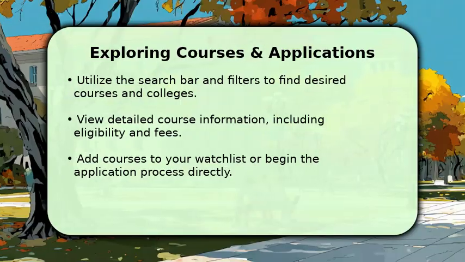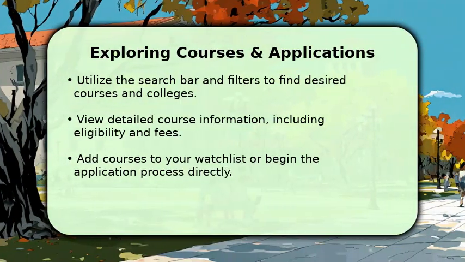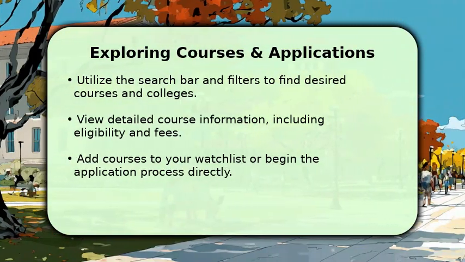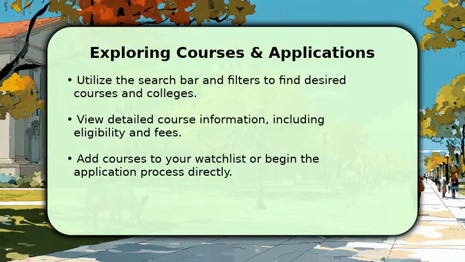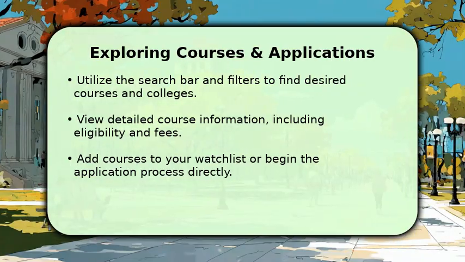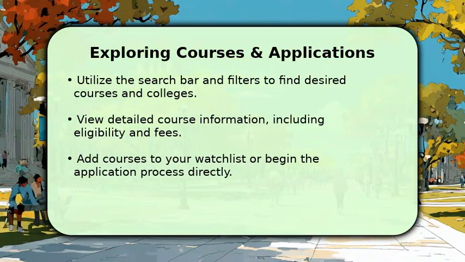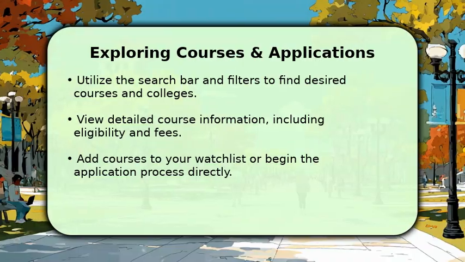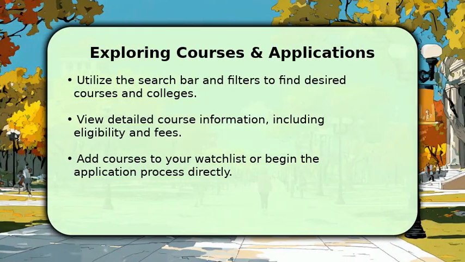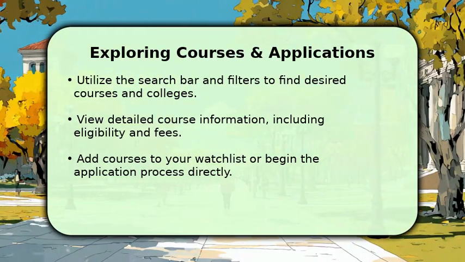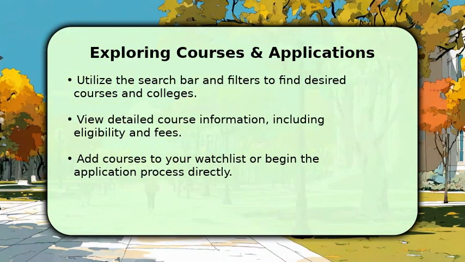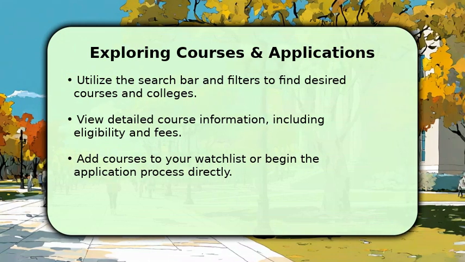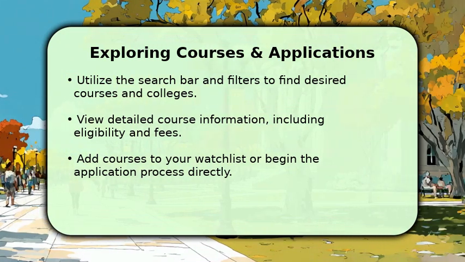Use the intuitive search bar at the top to find specific courses or colleges. You can refine your search with filters for location, program type, and even tuition range, perhaps under $10,000. Each course listing provides comprehensive details from eligibility criteria to fee structures. You can easily add interesting programs to your watch list for later review or initiate an application with just a few taps, saving you valuable time.